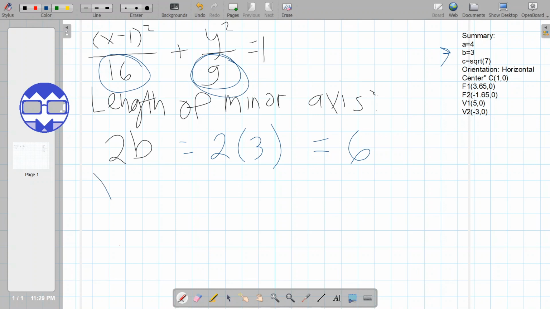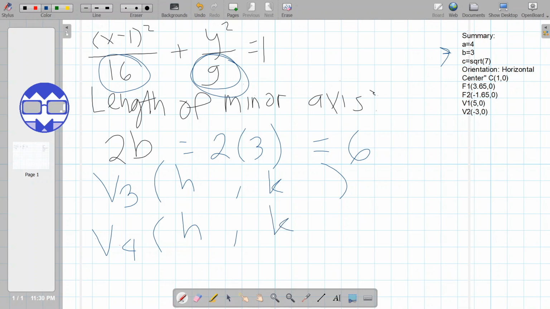Then looking for V3 and V4, these are the co-vertices. So we have again H and K. The question is where to add our B. Again, the movement along the minor axis is B.